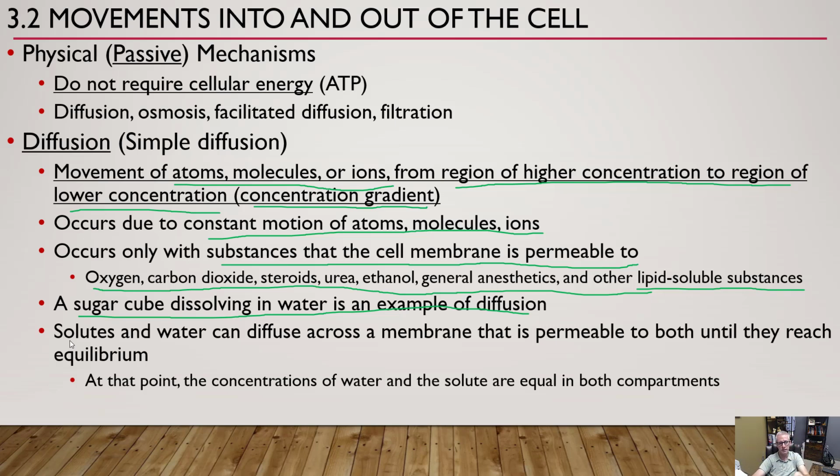So your solute is a sugar cube. Water is a solvent. Solution is sugar water. And eventually, we're going to reach equilibrium. Once we reach equilibrium, the concentration of water and solute is going to be equal. In the perfume example, if I take a measurement of the perfume in the back of the class versus the concentration of perfume in the front of the class, they should be equal at equilibrium.